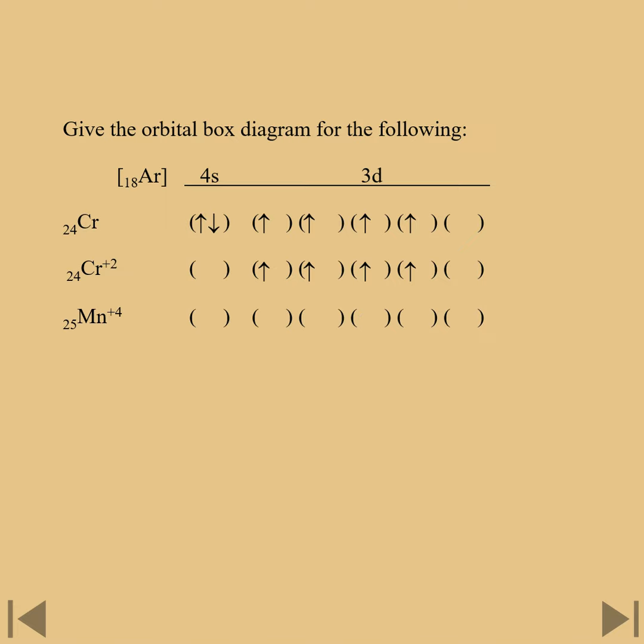What about the manganese 4+ ion? Well, let's see. Manganese, element 25, but plus 4 means it's got 21 electrons. That's only 3 beyond argon. So all 3 are going to go into that 3d subshell, all 3 pointing up. Again, once you form an ion of one of those transition elements, there are going to be no s electrons.